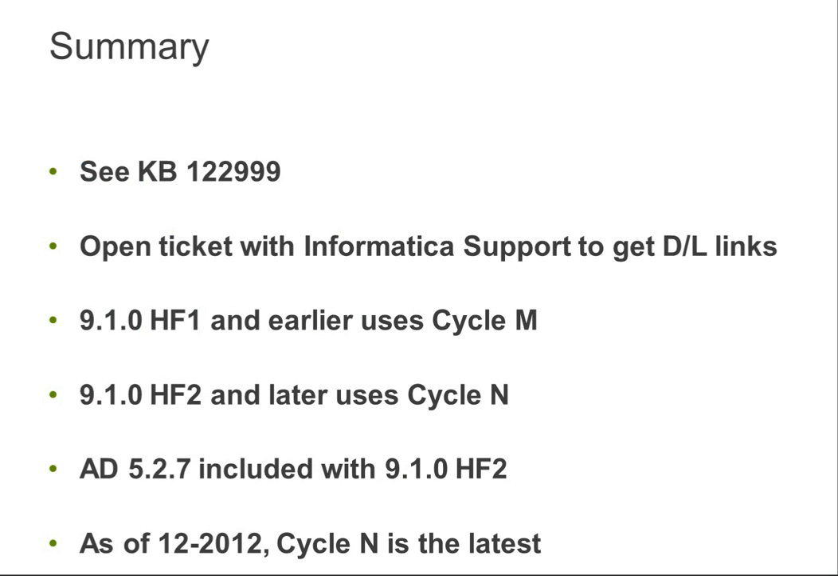Once you have the engine version determined for your address validation transformation, then you'll know which cycle of the content to request from Informatica Support. So you can open a ticket with Informatica Support, and our shipping team will help deliver the links for the correct cycle depending on the version of the engine that you provide or the version of PowerCenter.